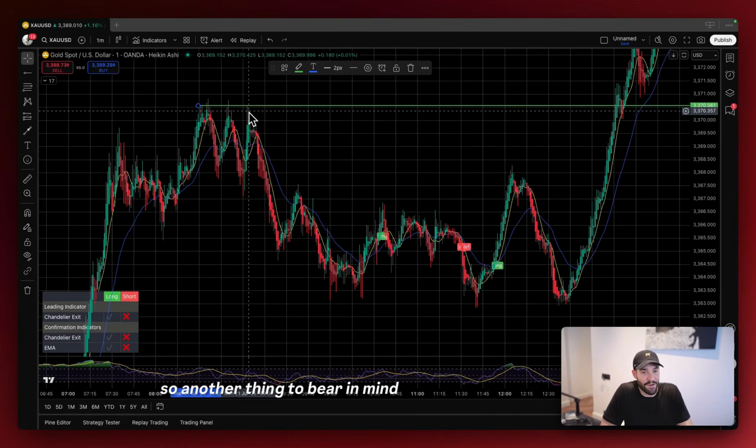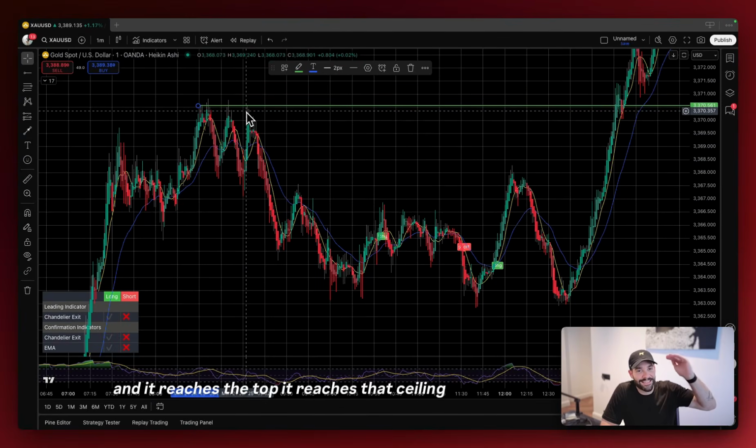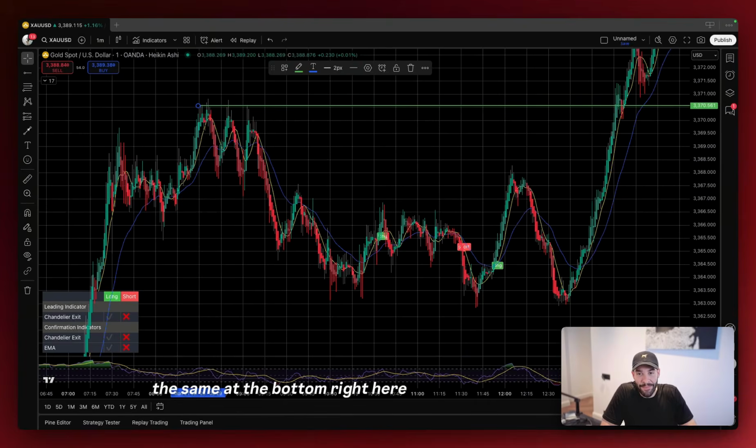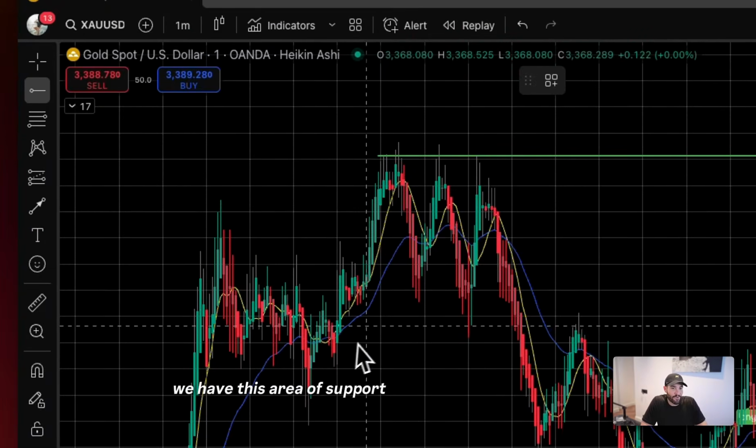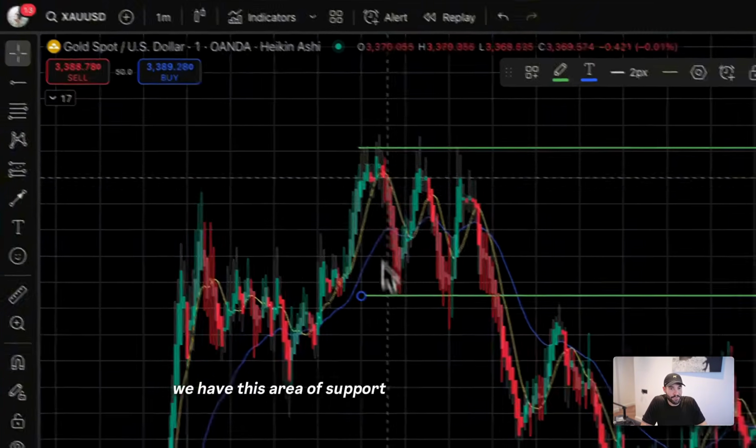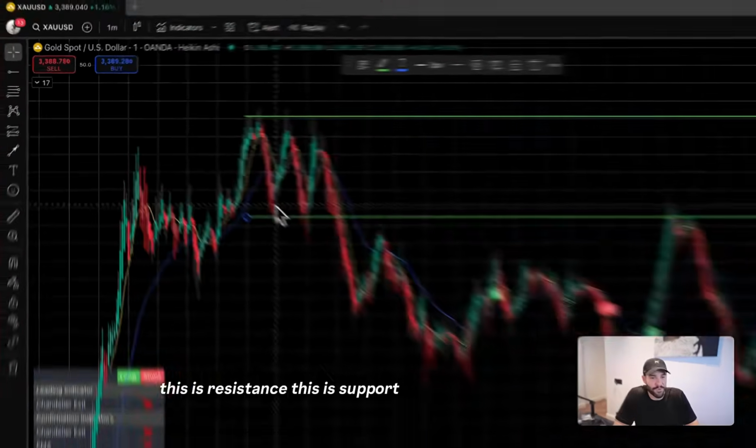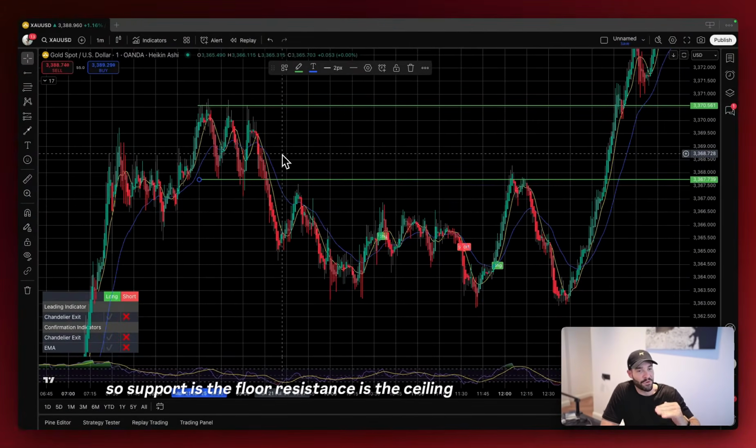So another thing to bear in mind, when price is coming from underneath and it reaches the top, it reaches that ceiling, that's a resistance. The same at the bottom right here, we have this area of support. This is resistance, this is support. It's a very good way to remember it. So support is the floor, resistance is the ceiling.